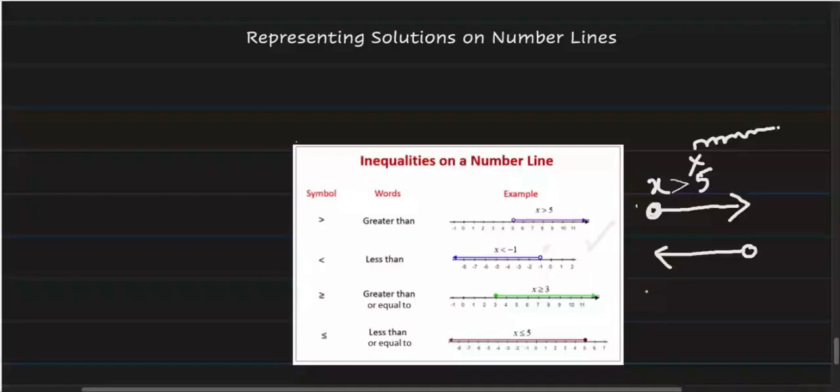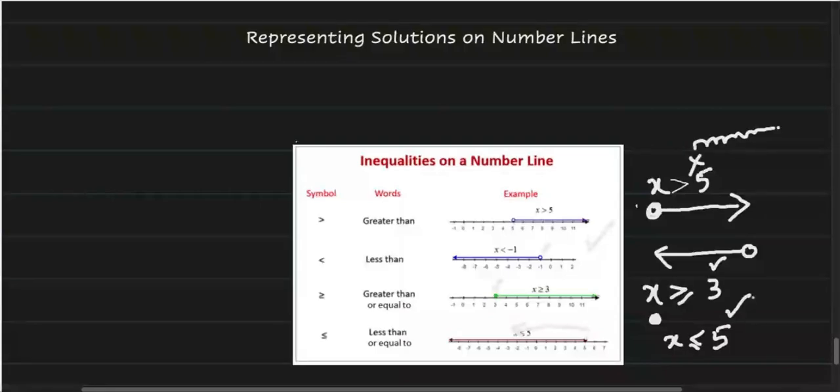However, whenever the solution has greater than or equal to something, then here you have to write the answer from 3 towards the right hand side, but this will have a closed circle, not an open circle. Closed means 3 is also included in our solution. Similarly, when you are writing x is less than or equal to 5, you have to represent it on a number line here as it is. Everything on the left hand side of the 5, and 5 is also included in our solution.